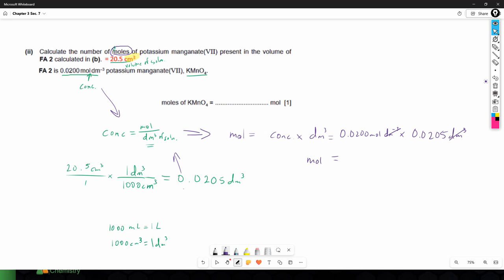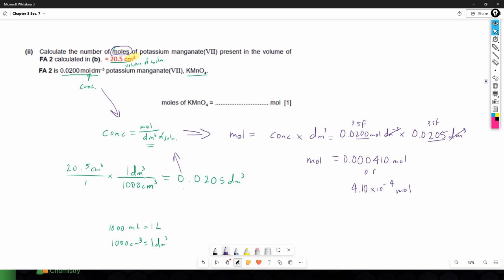times 0.0205, which in 3 significant figures, because notice this number they gave us has 3 significant figures, this number has 3 significant figures. So in 3 significant figures, the answer here is 0.000410 moles. Or if we put it in scientific notation, we just say 4.10 times 10 to the negative 4 moles. And that would be our answer.